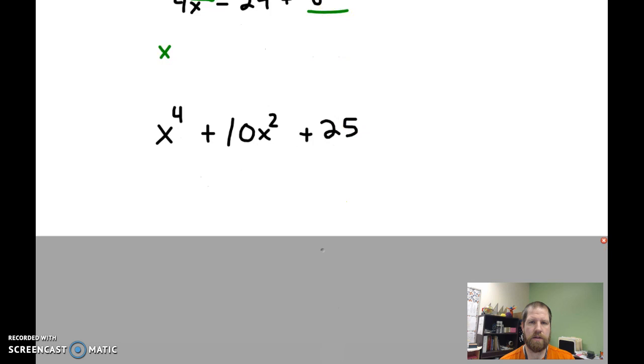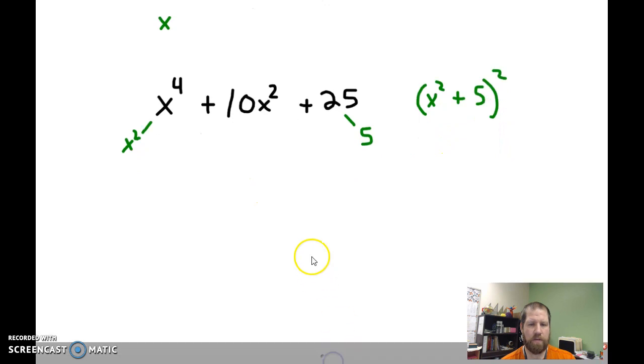Let's look at this one. x to the fourth. Like we just said, even powers can be squared, and it doesn't have a number by it, so this could be the result of x squared. And 25 is going to be 5 times 5. So this is going to be x squared times 5 times 2, which would be 10x squared, and that works. So this would be a perfect square trinomial with x squared plus 5 as its binomial. Do we have any more? Nope, that's it.